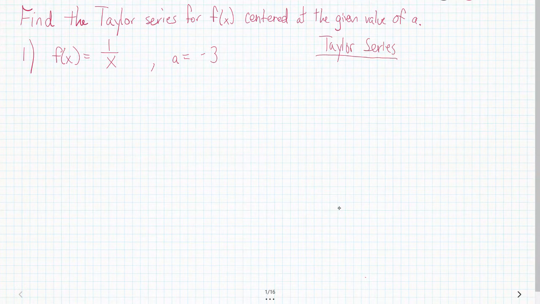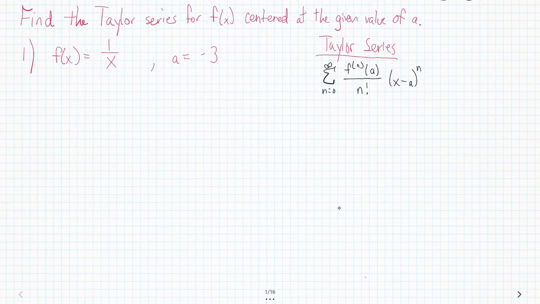Basically we want to represent this as a power series with some special properties. A Taylor series usually looks like the summation n equals 0 to infinity, and you can derive this, it's actually not too bad, of the nth derivative at the point a divided by n factorial, and all that is times x minus a raised to the nth power. The whole trick to a lot of these problems, if we're trying to find the Taylor series and we don't have any information prior, is that we need to catch a pattern on the derivatives.